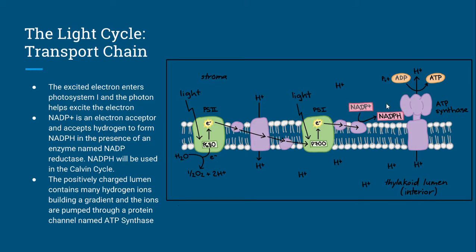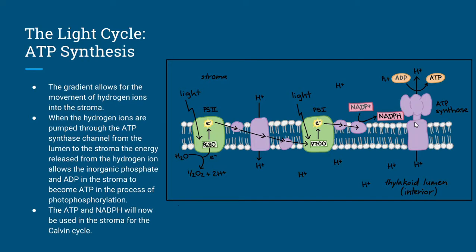NADP+, an important molecule, is an electron acceptor and accepts hydrogen to form NADPH in the presence of an enzyme called NADP reductase. NADPH will be used in the Calvin cycle later. The positively charged thylakoid lumen contains many hydrogen ions, building a gradient, and the ions are pumped through a protein channel named ATP synthase across its concentration gradient. This gradient allows for the movement of hydrogen ions into the stroma.